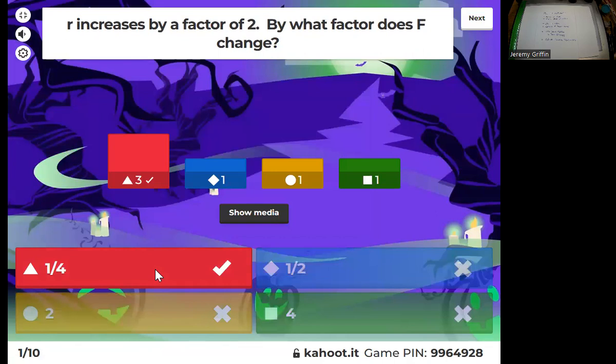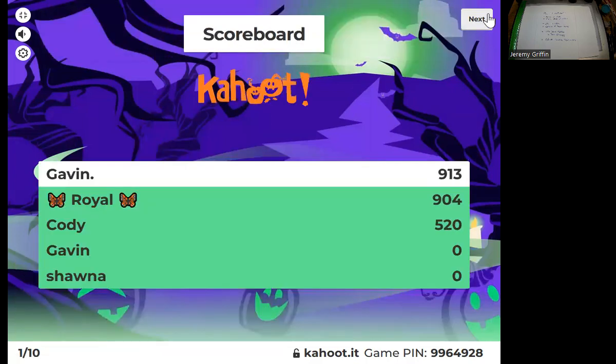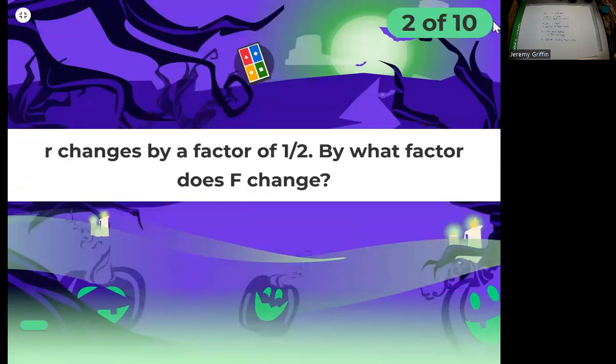Obviously, the objects are getting further away. If objects are getting further away from each other, isn't the force of gravity getting weaker? Less and less pull. So 1 over 2 squared is 1/4. 1/4 of the force. Right, Gavin, Royal, and Cody, points on the board.